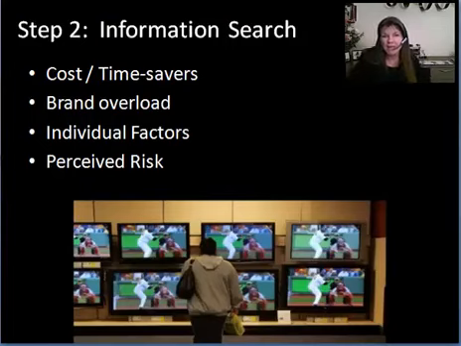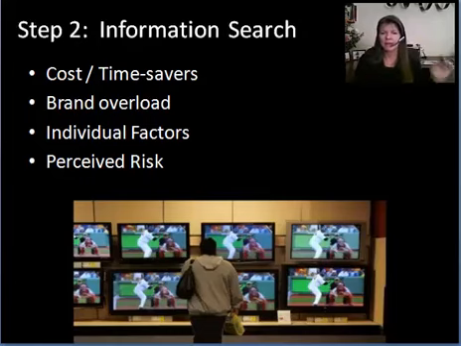Step 2, other factors that can affect the information search. Some of them are individual factors. Okay, so young people who are educated and middle income and have a moderate level of product knowledge tend to perform the most information search. Again, that's young, educated, middle income, and only moderate product knowledge. Really? Just moderate knowledge is related to more information searching? Yes, and I'll tell you why.